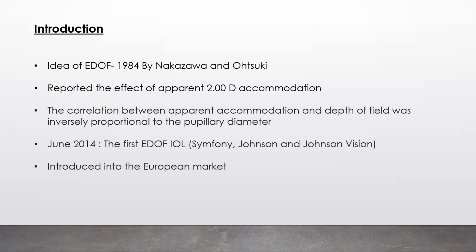Just a brief overview: the idea of the extended depth of focus lenses was introduced in 1984, when Nagasawa and Ozuki reported that there can be +2 diopters of accommodation in a couple of patients. They formed a correlation between accommodation and depth of field, which is inversely proportional to the pupillary diameter. The smaller the pupillary diameter, the better the depth of focus and the accommodation.